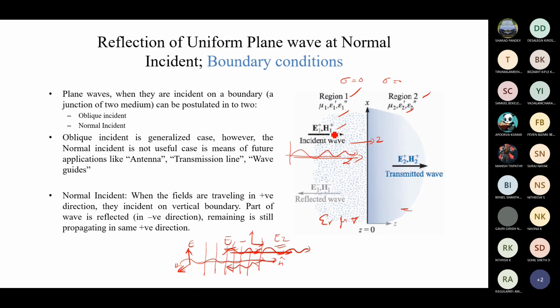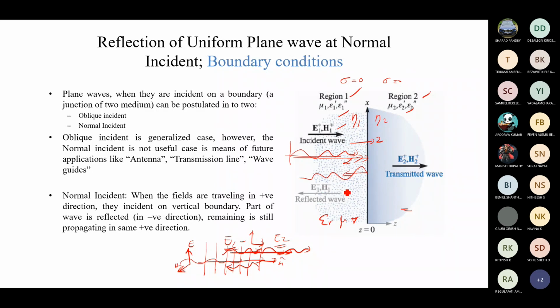We have E1 plus, H1 plus. The plus means it is traveling in the forward direction. And at this incidence, because of the discontinuity, you will have two impedances, eta 1 and eta 2. Both are not the same. Since epsilon r and mu are not the same, you will always get eta 1 not equal to eta 2. And because of this boundary discontinuity, we always get a discontinuity in the electric and magnetic field as well. So the wave is reflected in the backward direction, and we get the reflected wave.